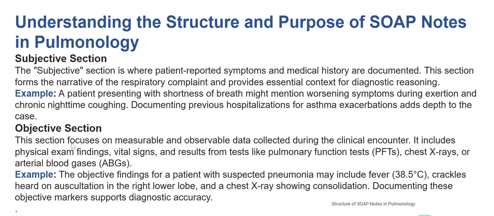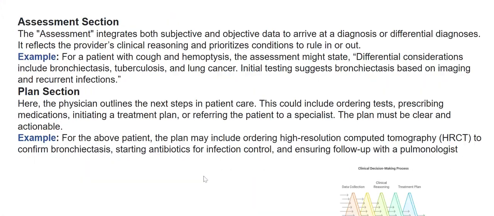Objective section. This section focuses on measurable and observable data collected during the clinical encounter. It includes physical exam findings, vital signs, and results from tests like pulmonary function tests, PFTs, chest X-rays, or arterial blood gases, ABGs. Example, the objective findings for a patient with suspected pneumonia may include fever 38.5 degrees Celsius, crackles heard on auscultation in the right lower lobe, and the chest X-ray showing consolidation. Documenting these objective markers supports diagnostic accuracy. And here is a diagram summarizing the structure of SOAP notes in pulmonology.